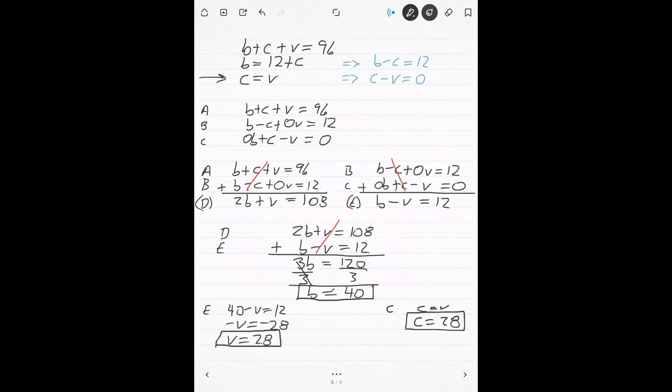That c and v are basically the same thing. So if I know v is 28, c is also going to be 28. And there we go. We just solved the system.